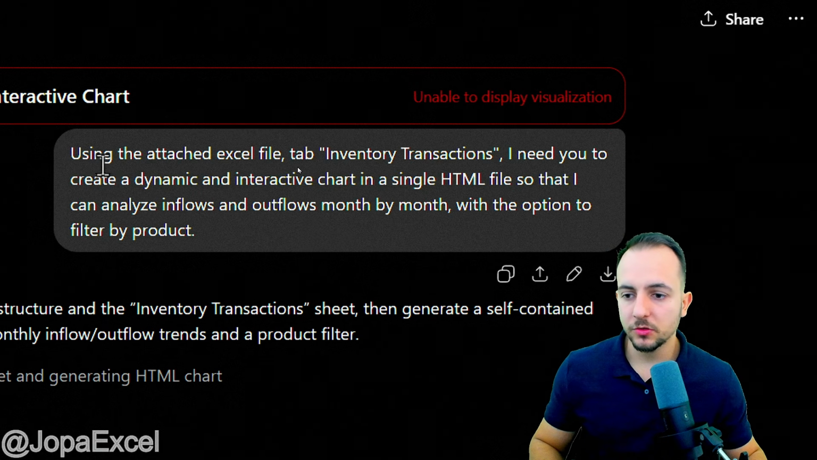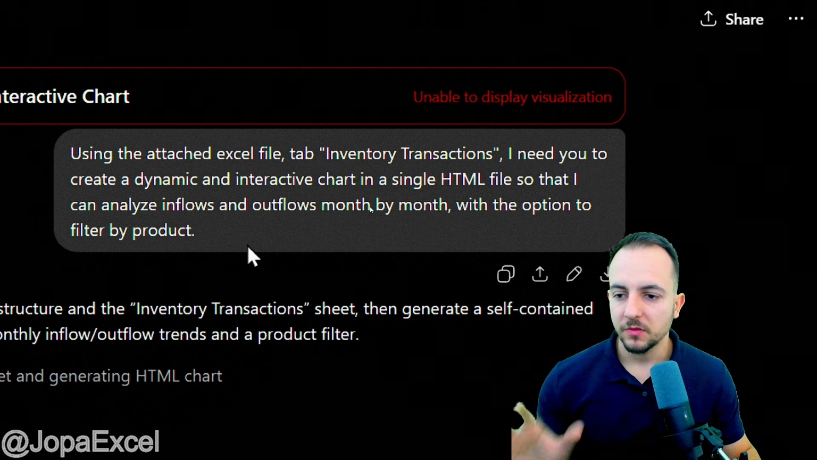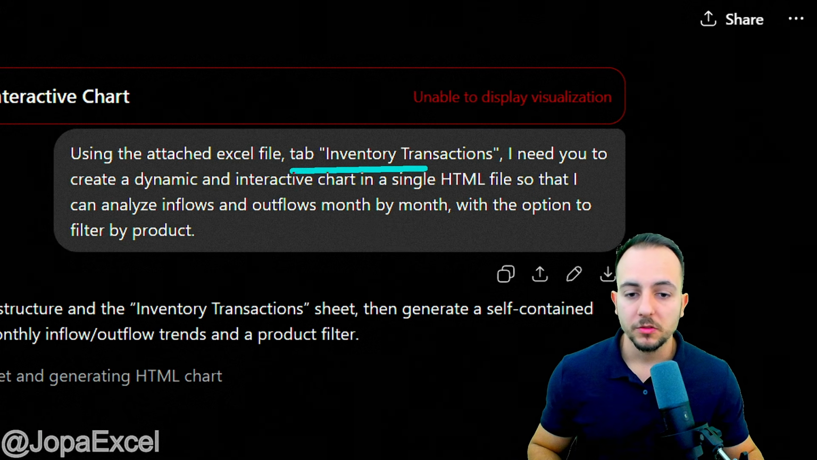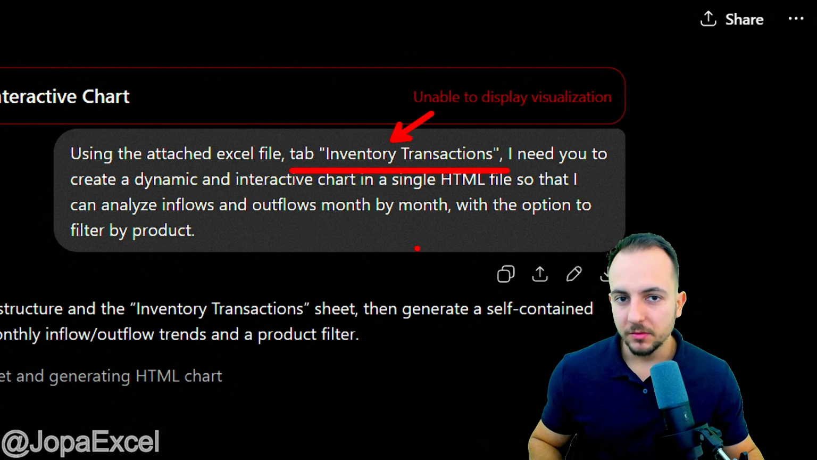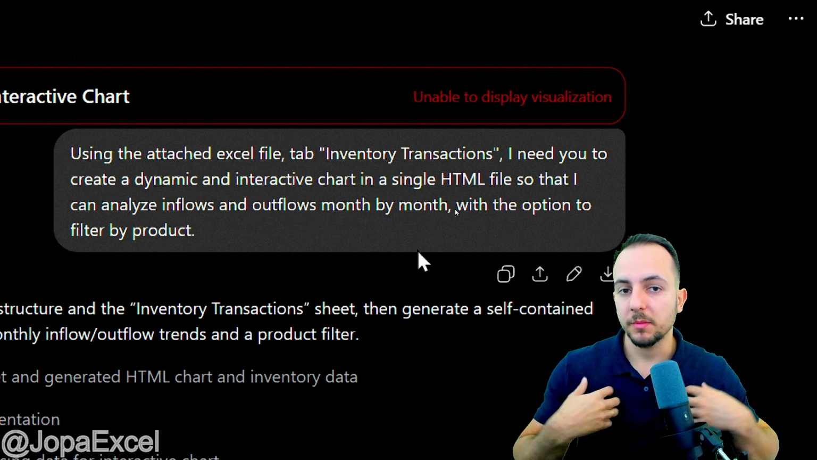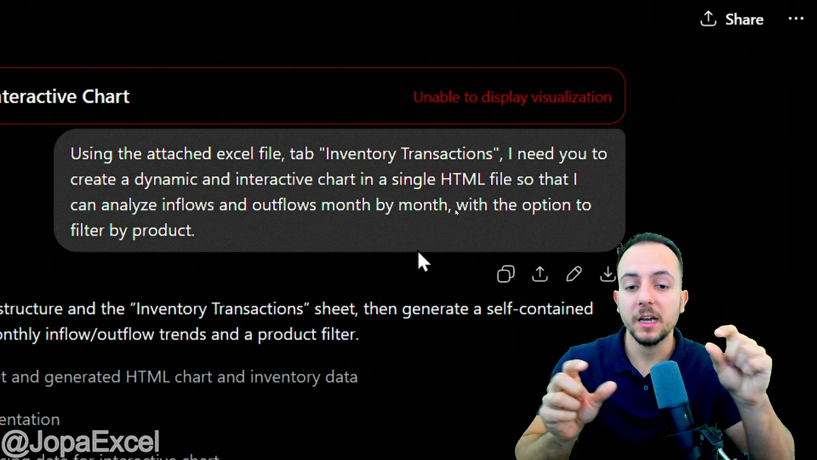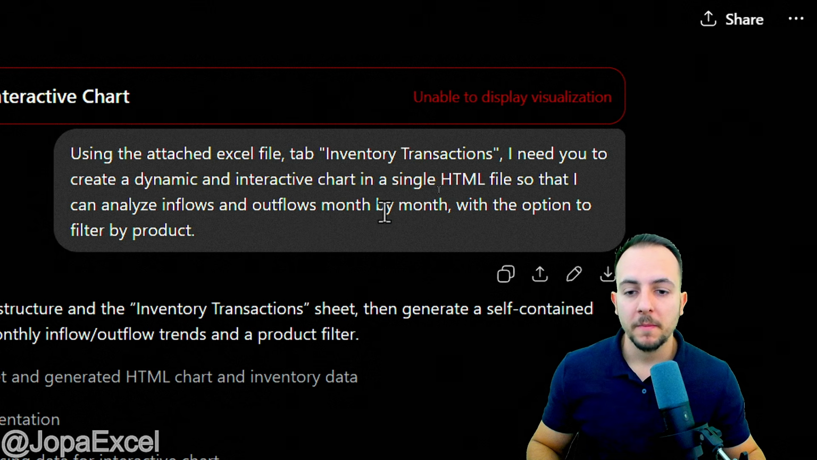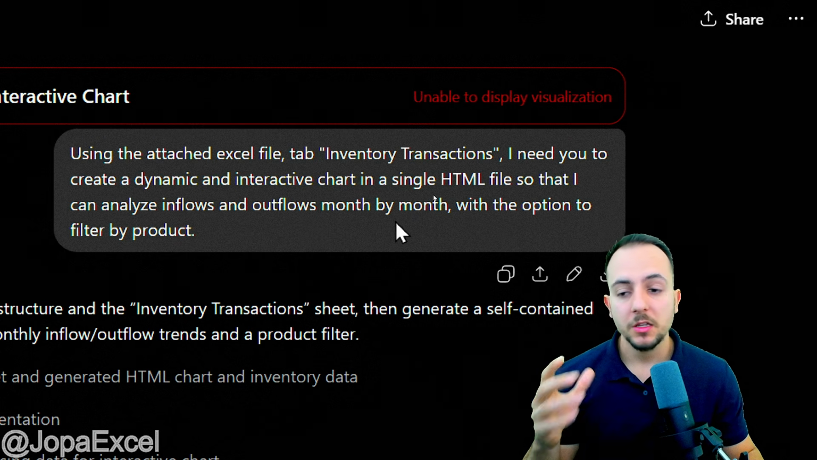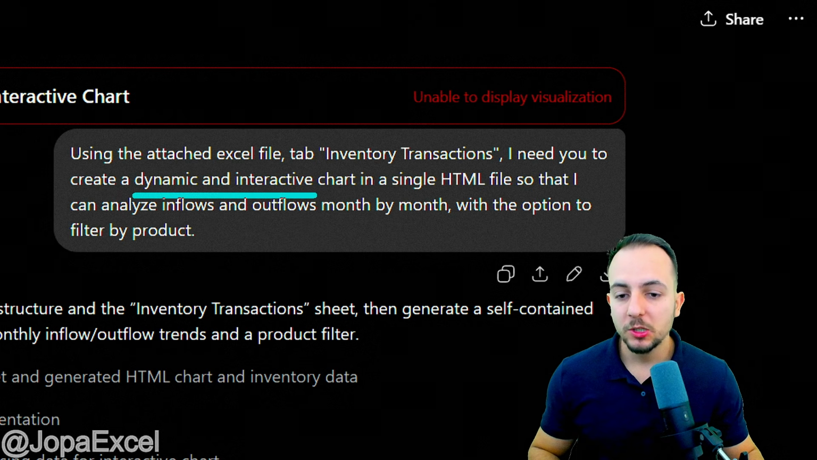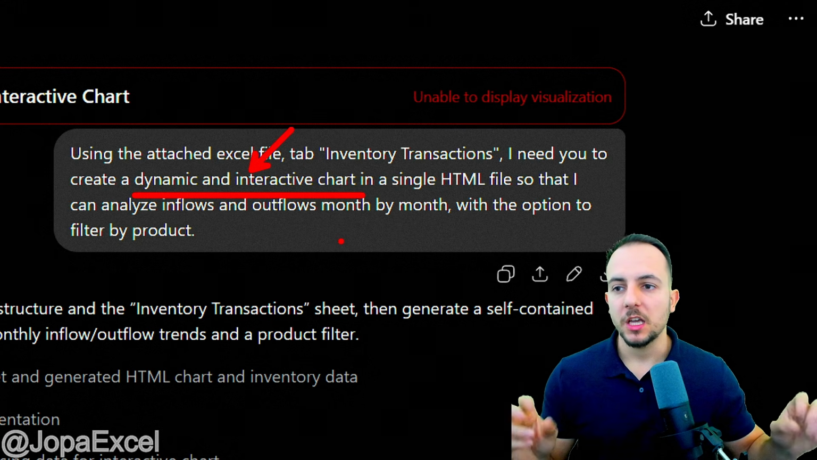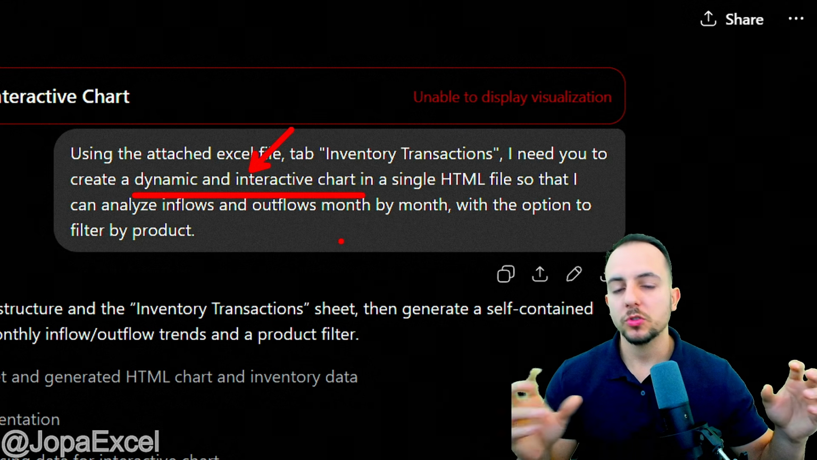So right here, I just wrote something like: using the attached Excel file, and I also specified the tab. This is very important, guys. Even more if you have multiple tabs like myself, you need to specify which tab you want to use. Inventory transactions, this is the name of my tab. I need you to create a dynamic and interactive chart, not just an image of a chart, not just a regular chart that is not going to move at all.